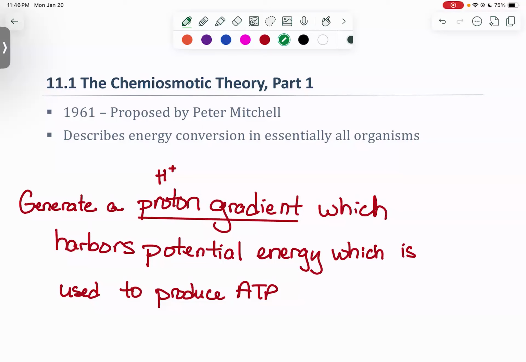It says that the cell is going to create a proton gradient, which we know is that H plus, which harbors potential energy. So it's like holding a ball up, right? And you drop it and it turns that potential energy into kinetic energy. Here, holding the ball up is like having the proton gradient, and releasing the ball is allowing the protons to flow down their concentration gradient. And that's what we're going to use to drive ATP production.